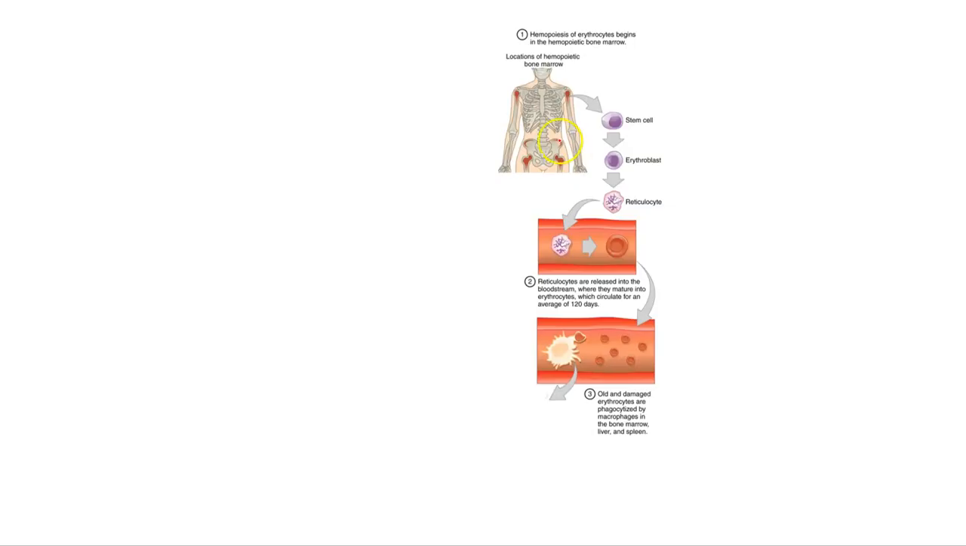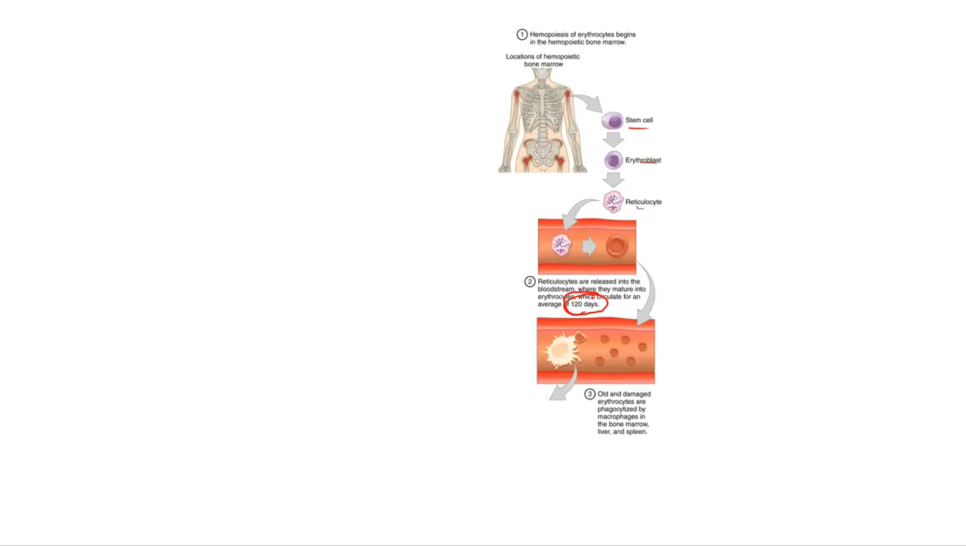You don't have to remember these different parts here, but just know that the reticulocyte goes into the blood, and it's going to travel in the blood for about 120 days. That's about the shelf life of a red blood cell. Again, red blood cells don't have a nucleus, so they can't repair themselves, and eventually they'll undergo hemolysis, which is the breakdown of the red blood cell, and then the body will have to recycle them.